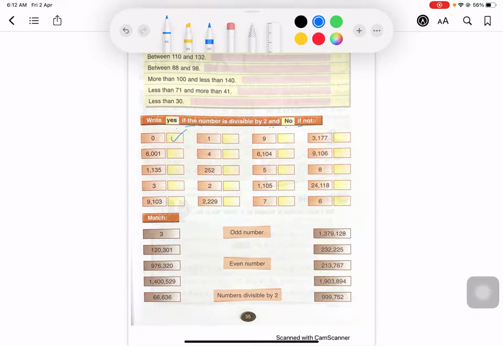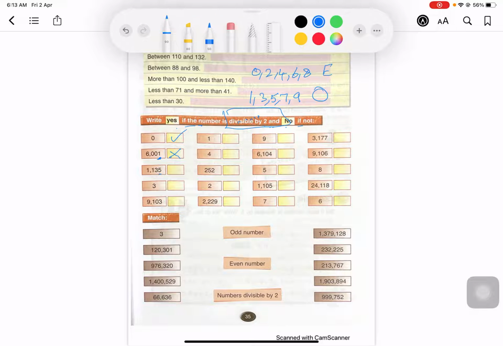Look at here. This number, it has 1 here in the ones place. And 1 is what? What did we say? We said 0, 2, 4, 6, 8 are even. 1, 3, 5, 7, 9 are what? Odd. So here, 0, yes, it is divisible by 2. Here, 1, no, sorry, it is odd number. Because of that, it is not divisible by 2. No, it is not divisible by 2.